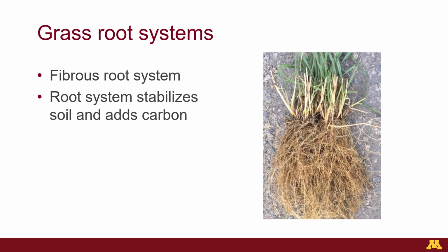The final morphological feature of grasses that we will discuss is their root system. Grasses have fibrous root systems that are mostly located within the top foot of soils. These fibrous roots explore the soil for water and nutrients and can add a lot of carbon. Pictured here are the dense and fibrous masses of roots from a grass plant.